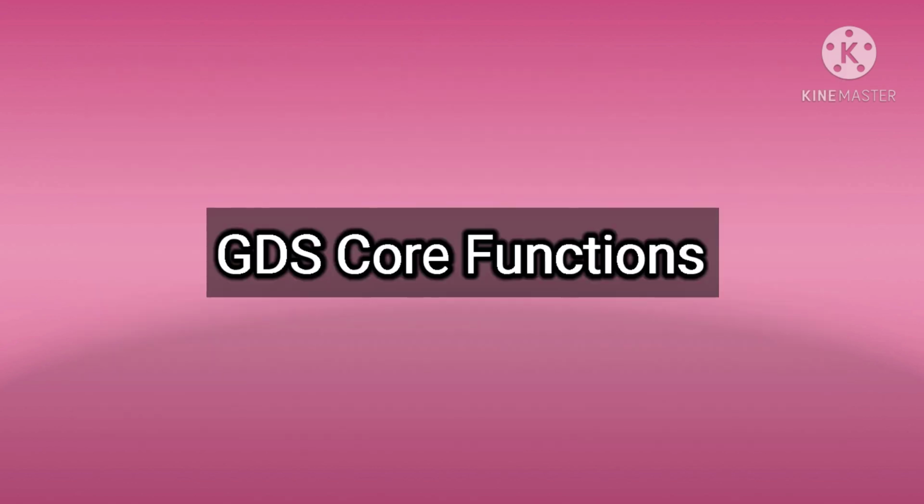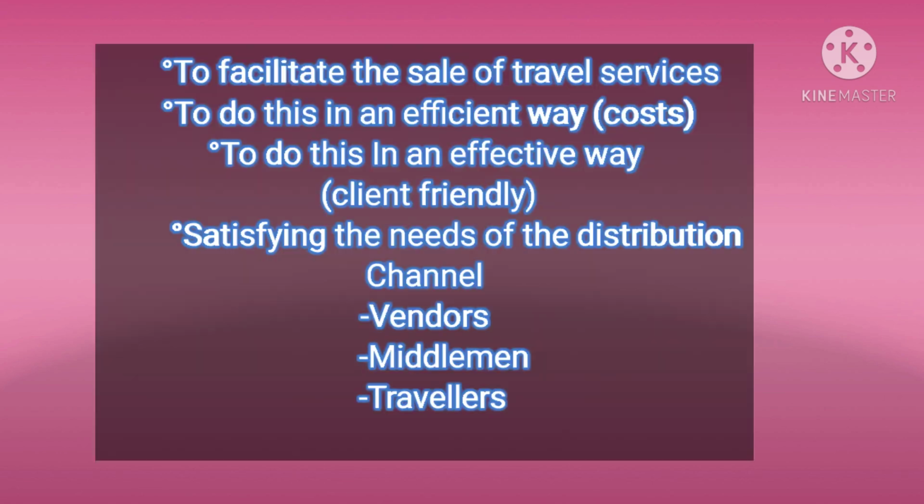So now we will get to the last part, the GDS core functions. The first one is to facilitate the sale of travel services. The second one is to do this in an efficient way, or low cost. The third one is to do this in an effective way, or client friendly. The last one is satisfying the needs of the distribution channel.